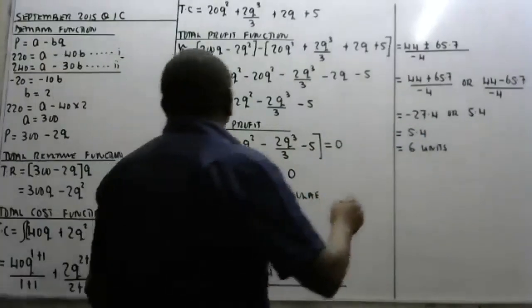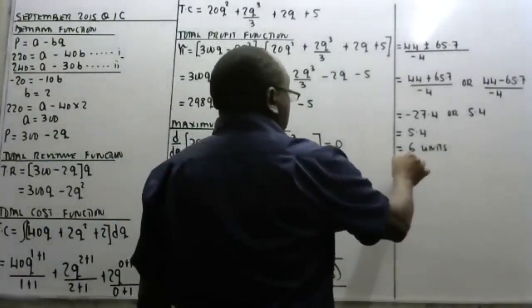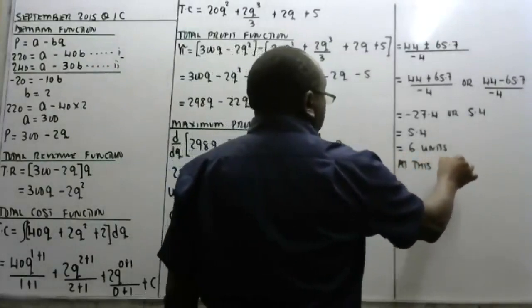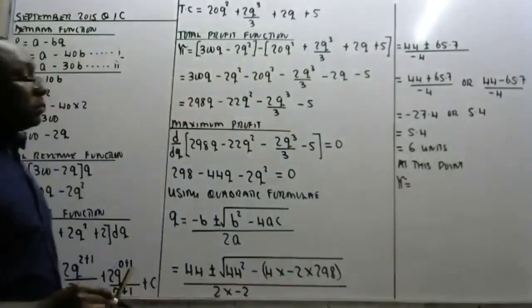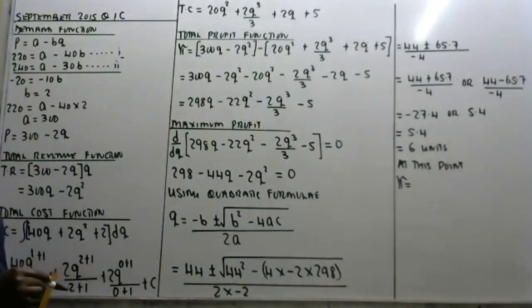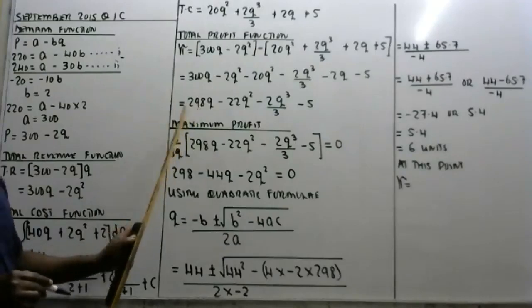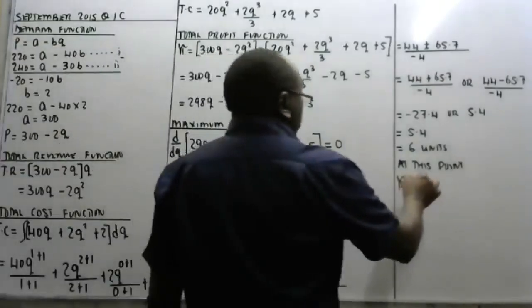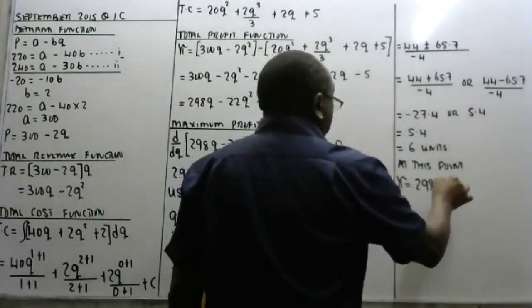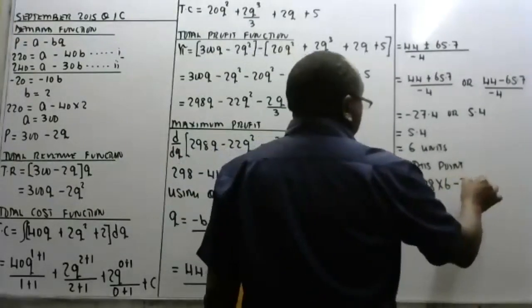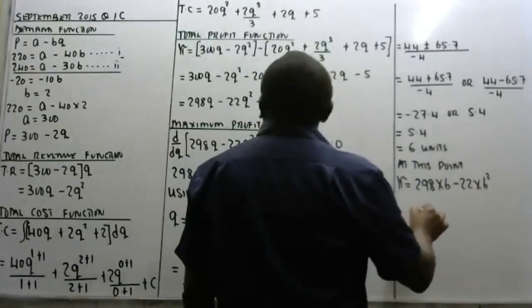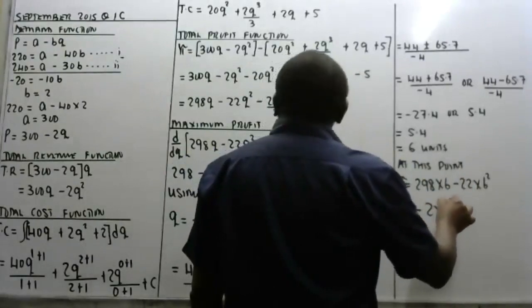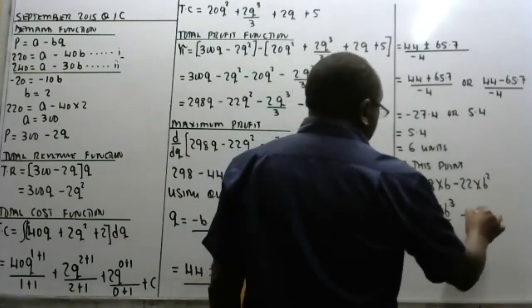So this one now, at this point, the profit function is equal to 298Q. So it is 298 times 6, minus 22 times 6 squared, minus 2 times 6 cubed out of 3, minus 5.